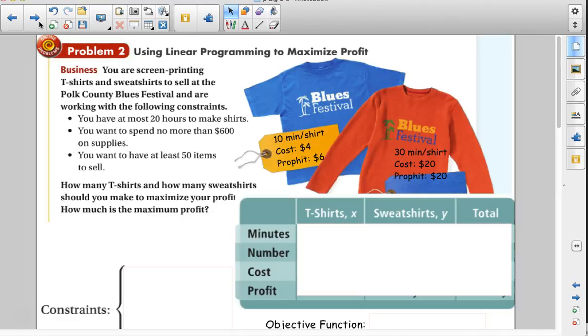All right, so we figure out pretty quickly. This is going to be about time. There's going to be a constraint involving time. This one is about money. There's going to be a constraint about money. This one is about the number of items that you can sell. So those are going to be our constraints.